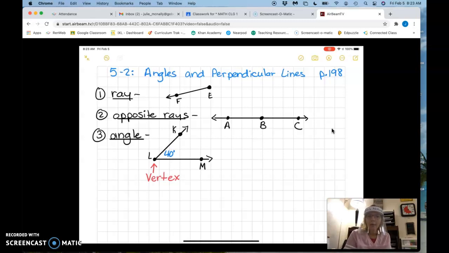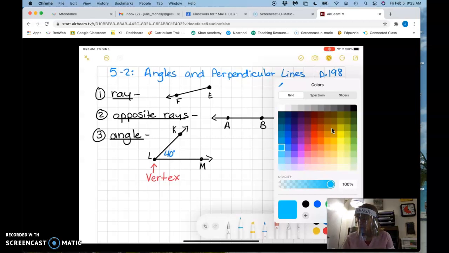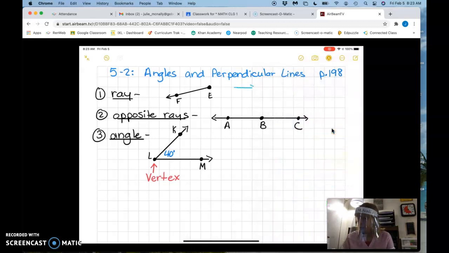A ray has an endpoint on one end and an arrow on the other. So it has a starting point and then it goes on forever in the other direction, the end that has the arrow on it. To name a ray, we're going to use two letters and the ray symbol above the two letters. You're just going to put one arrow, and you're always going to start naming the ray with the endpoint. That's going to be your first letter. So this ray would be called EF. Go ahead and write that down.